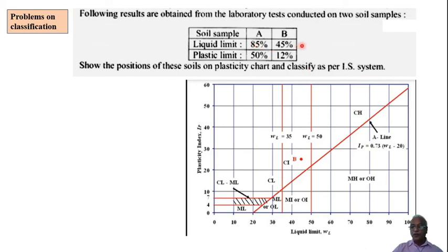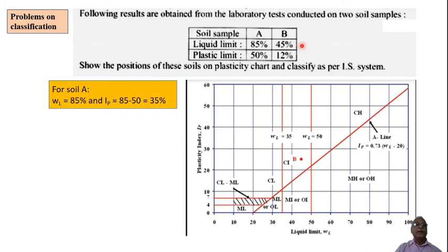Now taking one by one, the first soil, for soil A, liquid limit is 85%, plastic limit is 50%, so WL is 85. Plasticity index is 85 minus 50, 35%. Now if I have to plot this data, 85 is liquid limit, 35 is IP, so the point falls there. You can observe that is the position of the point.